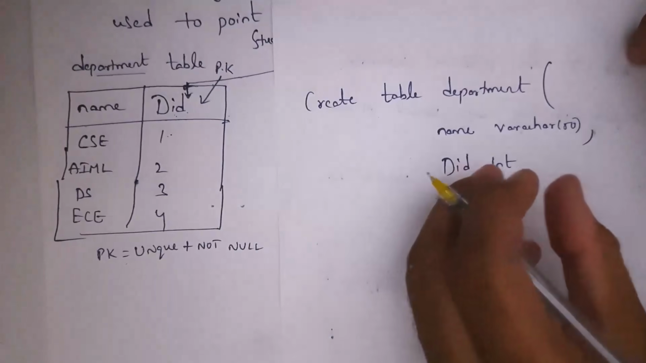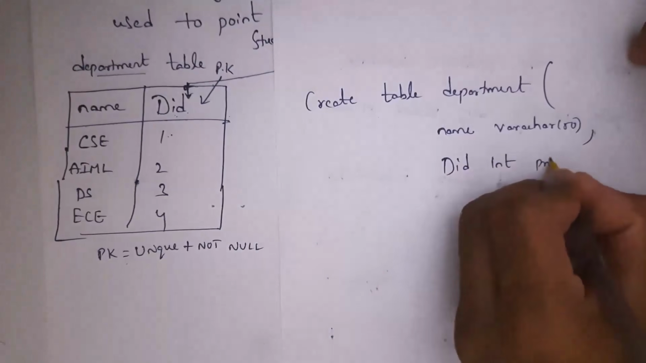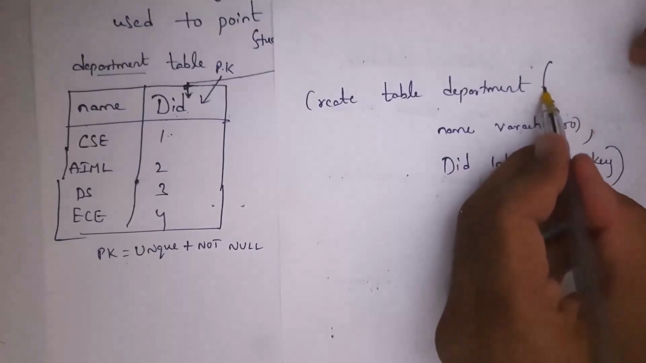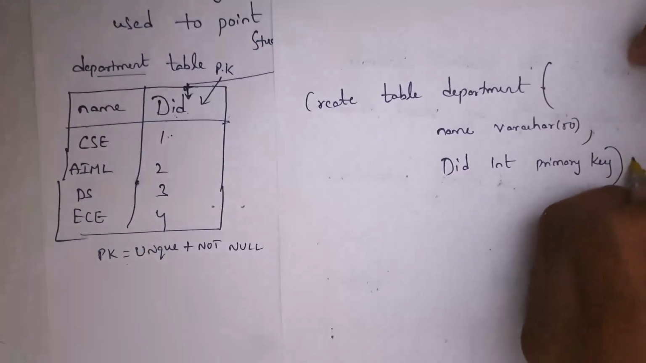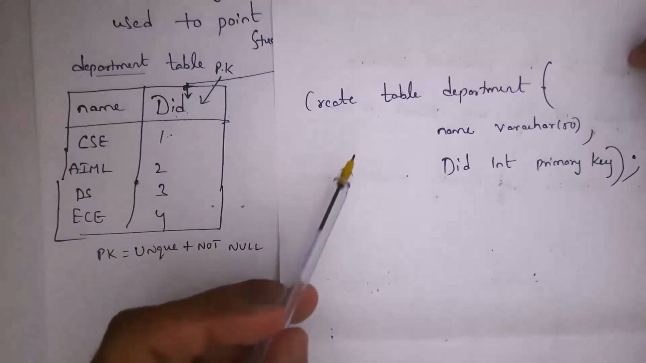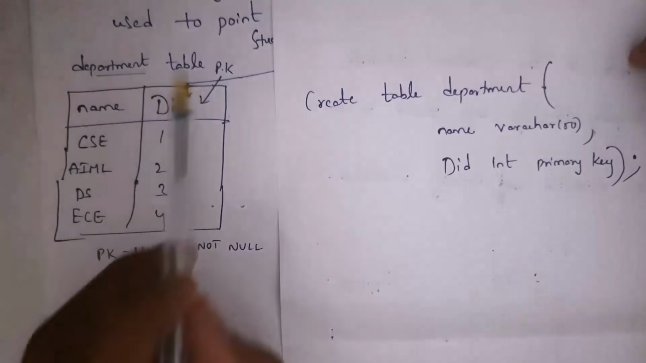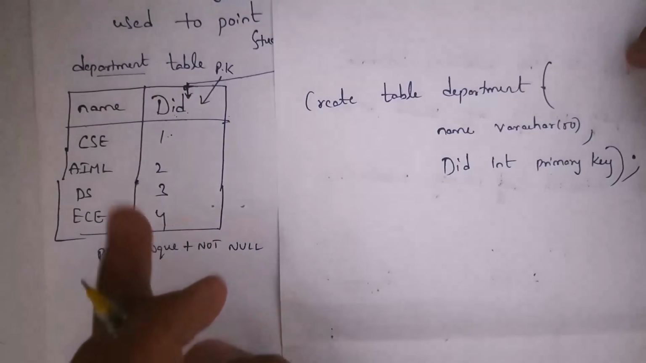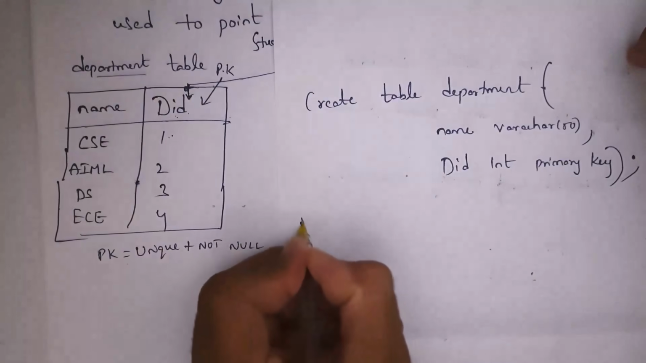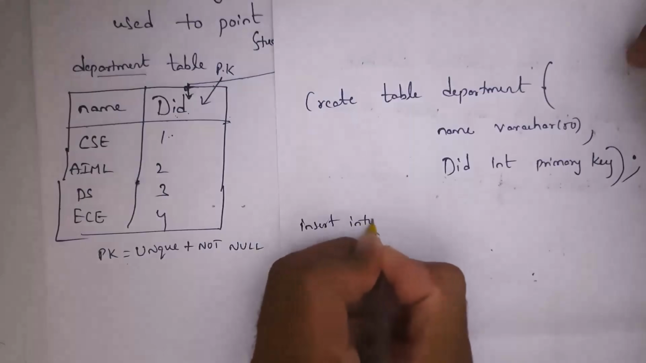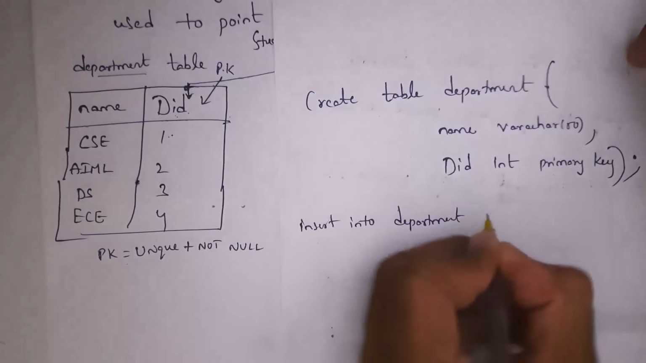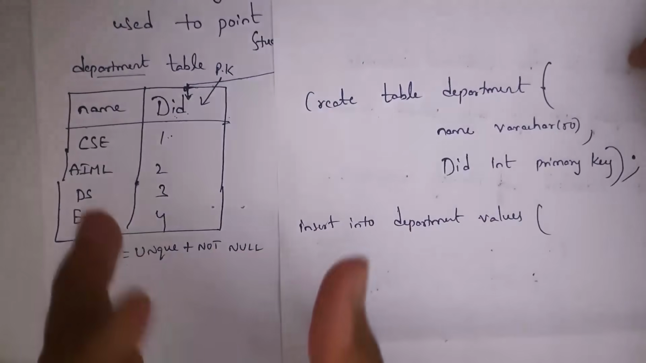So after writing the data type, just write primary key. I opened this bracket, so close this bracket and give a semicolon. Whenever you run this code, it will create the department table with 2 columns, name and DID. Now I want to insert values in this department table. So write insert into the table name, that is department, values, open bracket, give values.